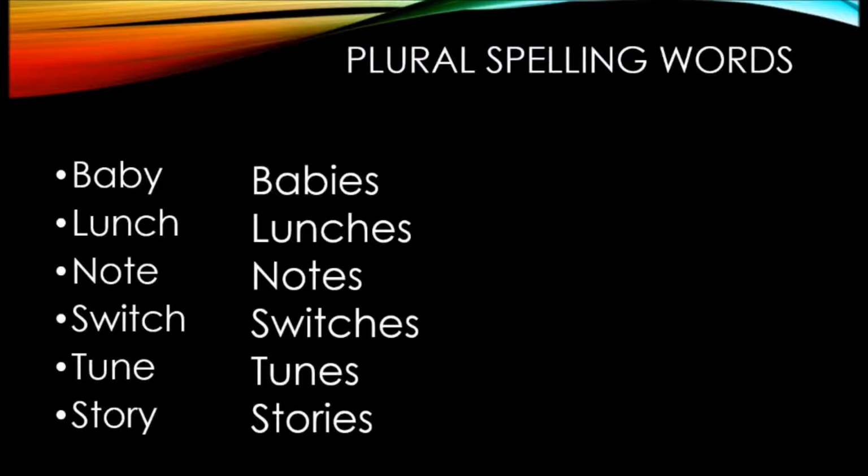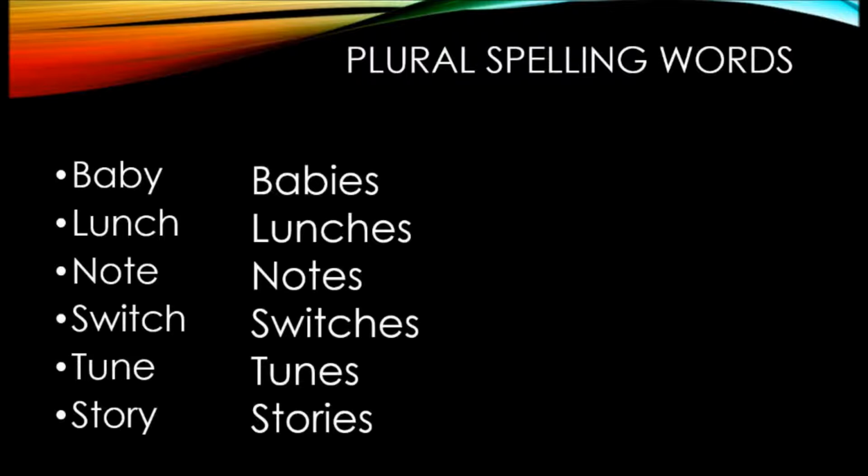So remember, when it's a Y, it turns to I-E-S, like in baby and story. When it ends in an H, like lunch and switch, we add that E-S at the end. For tune and note, we just have to add an S to make it plural. So note becomes notes and tune becomes tunes with just adding an S.